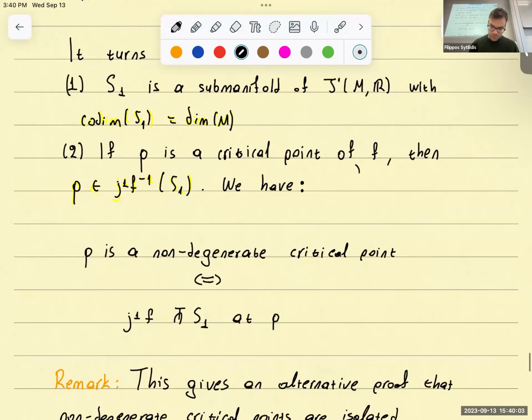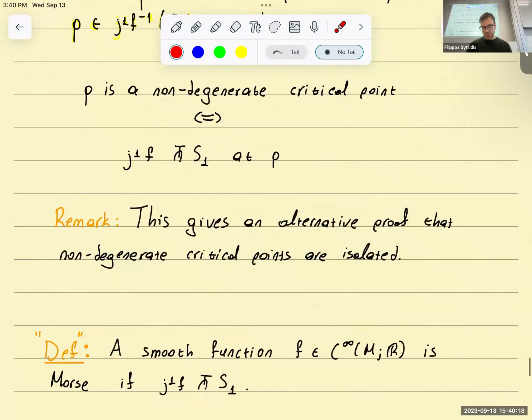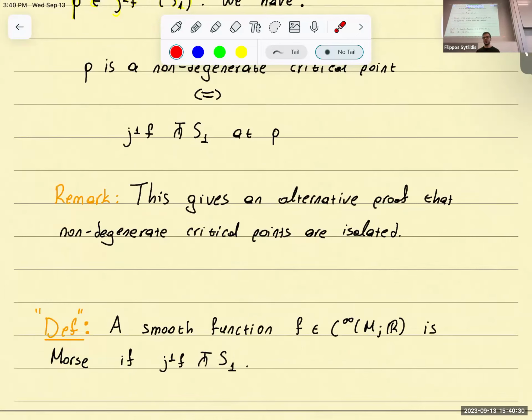And the observation is that P is non-degenerate if and only if J1F intersects S1 transversally at P. That can be an alternative definition of what a Morse function is. So you can say that a Morse function is a smooth function whose first jet section intersects S1 transversely. That's how I want to think about it. It's my favorite, but maybe not the first one you would see.